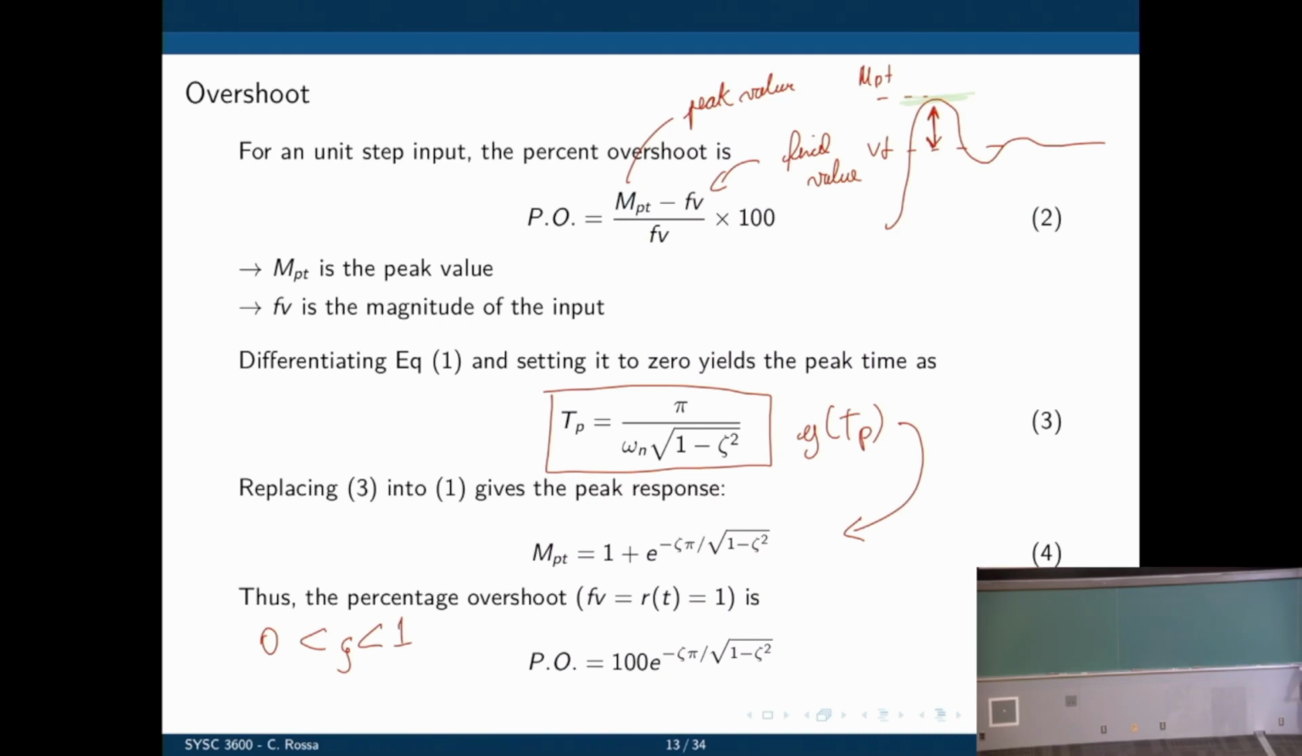Despite the fact that I've always warned about this, I'm 100% sure that I will see this mistake in the final exam. This function is only valid for zeta between 0 and 1. Okay, so that's how we calculate the percent overshoot.